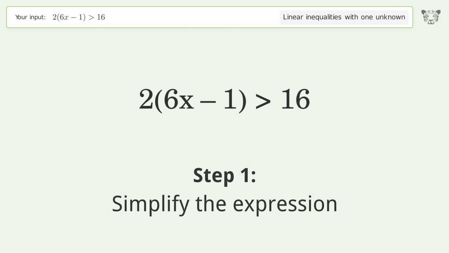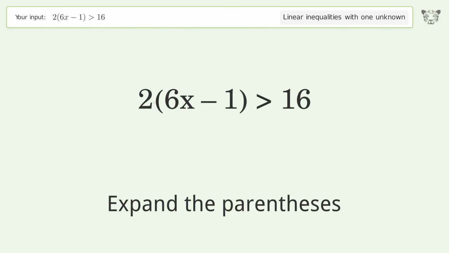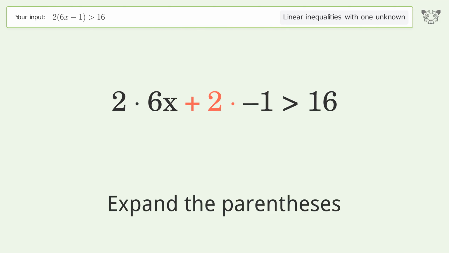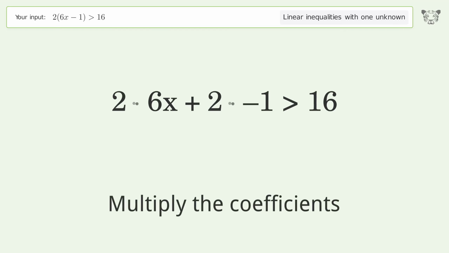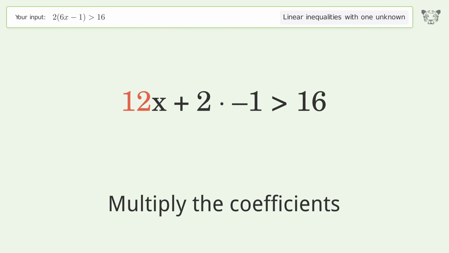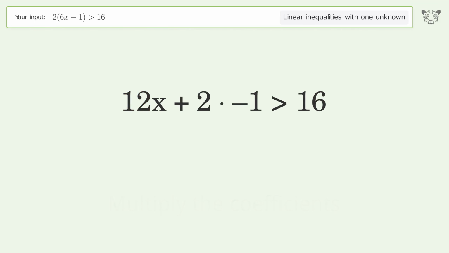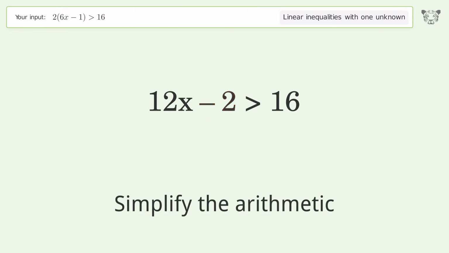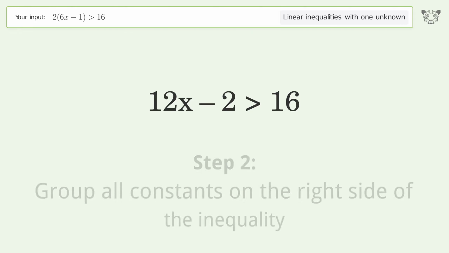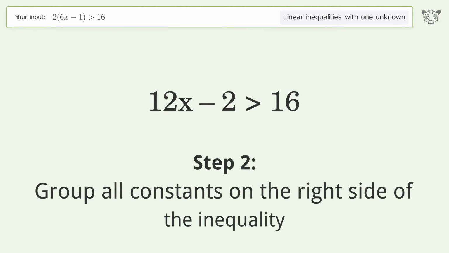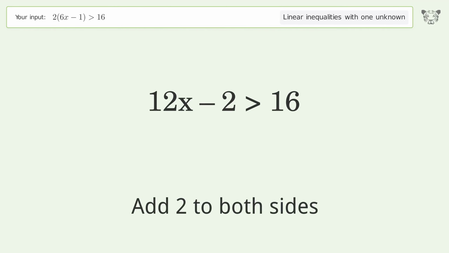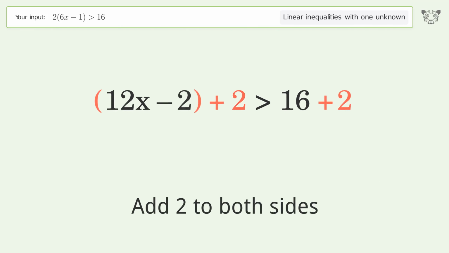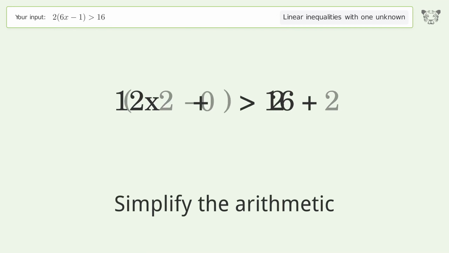Simplify the expression. Expand the parentheses. Multiply the coefficients. Simplify the arithmetic. Group all constants on the right side of the inequality. Add 2 to both sides. Simplify the arithmetic.